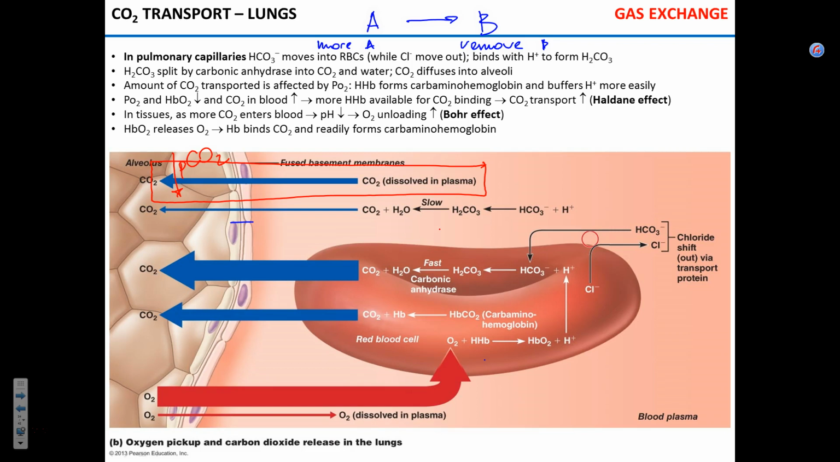Now, compared to the concentration of CO2 in the blood, we have a gradient. Does that make sense, that idea? Do you understand what I'm saying? So we have more CO2 in the blood than in the alveoli because we exhale CO2 from the alveoli. Is that clear? Well, good. Any questions about that statement?